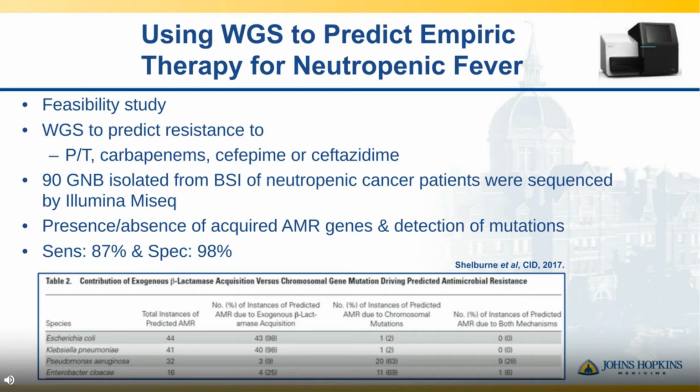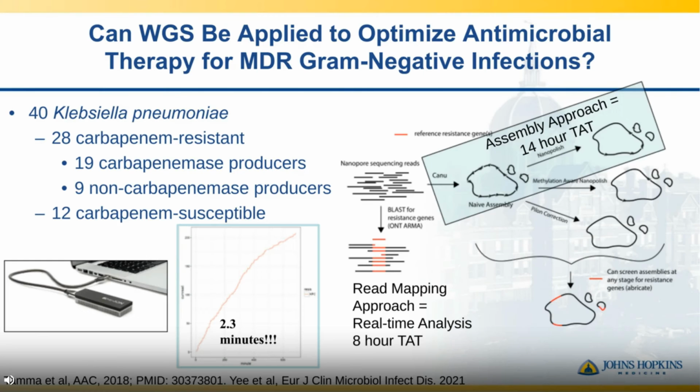So what we wanted to do in our lab was address the turnaround time. In that study, they were using Illumina. It was a retrospective study. They did manual curation. So retrospectively, they were asking whether they could apply this data. But technically, it still was not within a time frame that would be clinically relevant.